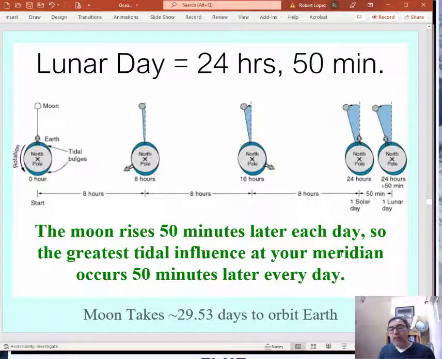So that's why we say a lunar day is 24 hours and 50 minutes, whereas a solar day is 24 hours, right? And so the moon rises 50 minutes later each day, so the greatest tidal influence at your meridian, at your longitude, occurs 50 minutes later each day. So that's why the tides are changing, right? They're coming in at different times because, well, actually, it's really because of the land masses, the dynamic theory. But really, the underlying change is really this lunar day here, 24 hours, 50 minutes.